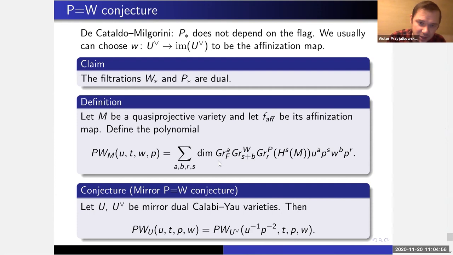And in this case, we take into account not only the Hodge filtration, but also the weight and perverse filtrations. So we write down the formal polynomial in formal variables u, v, w, and p, and the coefficients are the dimensions of graded components with respect to all of these filtrations. The scaling here is for convenience. We can rewrite this mirror P equals W conjecture in terms of this polynomial very easily, and it shows that we rotate the Hodge diamond and replace the weight filtration by the P filtration and vice versa. So this is in two ways.